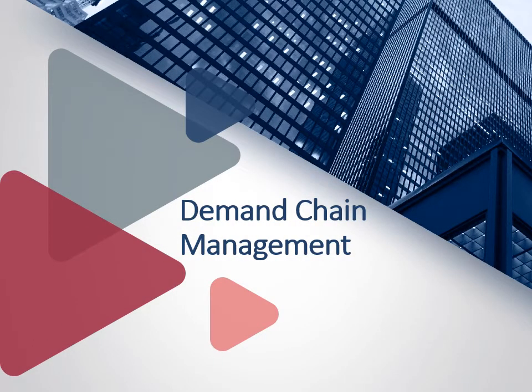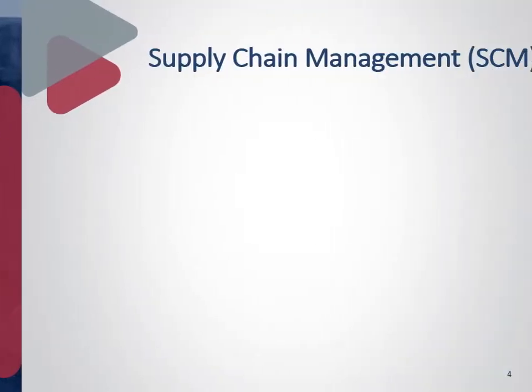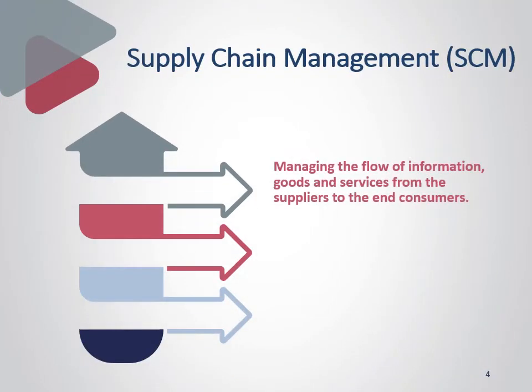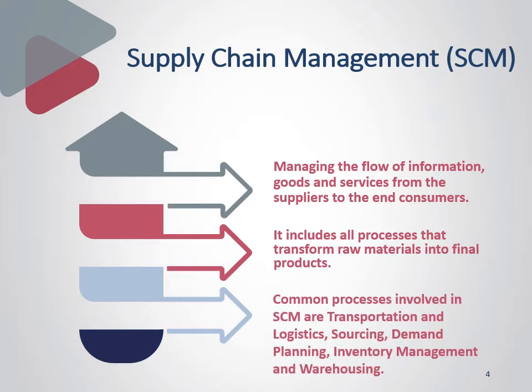Demand chain management. So, as I mentioned in the introduction, I will tell you first what supply chain management is. Supply chain management is the management of the flow of information, goods, and services from the suppliers to the end consumers. It includes all the processes that help in transforming raw material into final products. The common processes involved in supply chain management are transportation and logistics, sourcing, demand planning, inventory management, and warehousing. All these processes help in transforming raw materials into the final products.